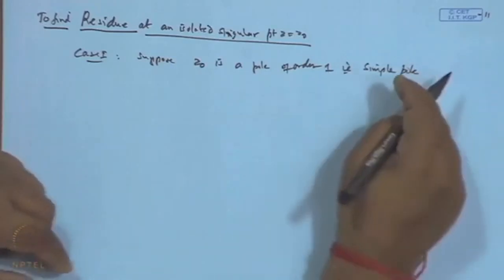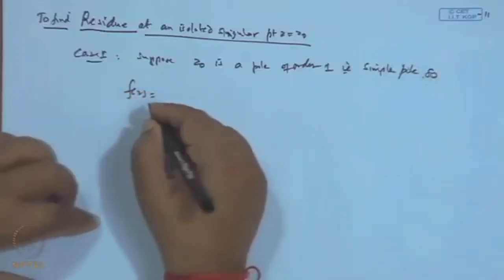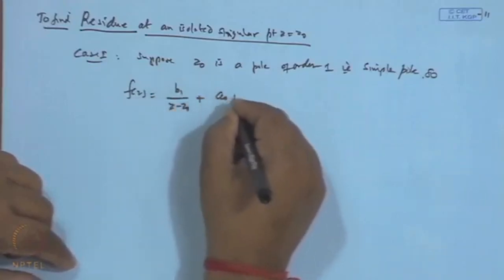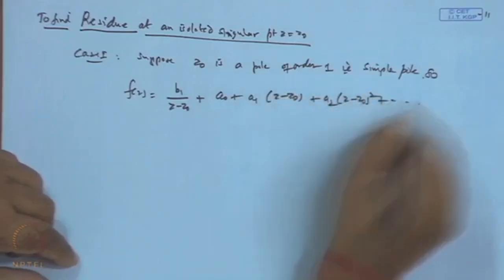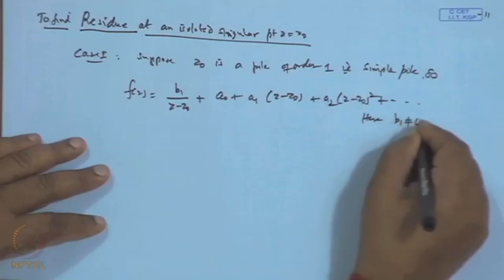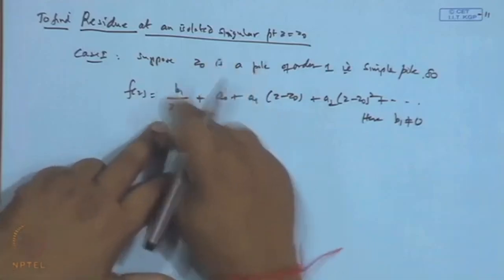So, if it is a pole of order 1, then the Laurent series expansion will involve only one term in the negative portion, the principal part, and the rest of the terms will have positive integral powers of z minus z naught. So, we can write the expansion f z in the form of b 1 over z minus z naught plus a naught plus a 1 times z minus z naught plus a 2 times z minus z naught whole square, and so on and so forth. Here b 1 cannot be 0, because if b 1 is 0, then z naught will not be a simple pole. Because it is a simple pole, b 1 will be different from 0.